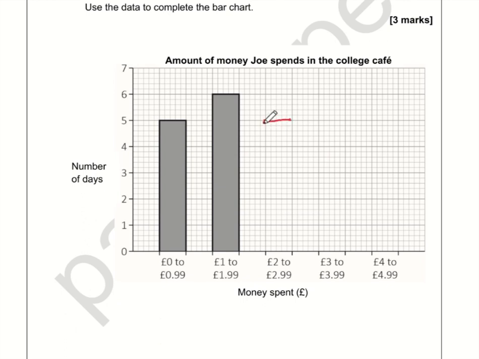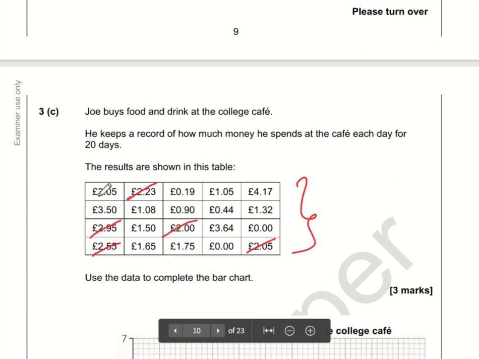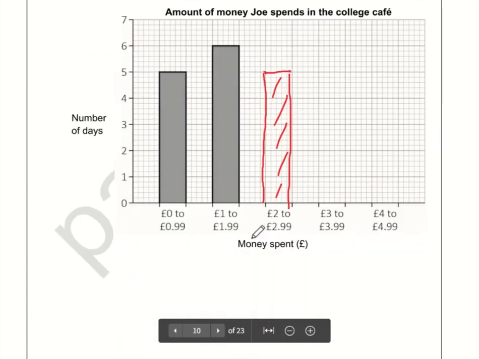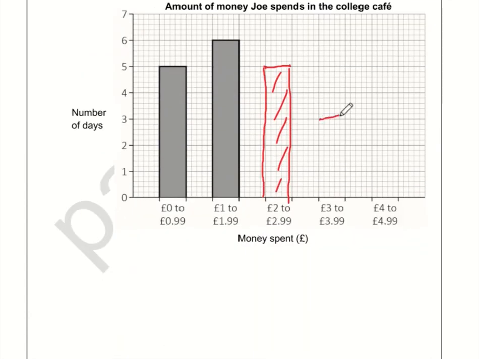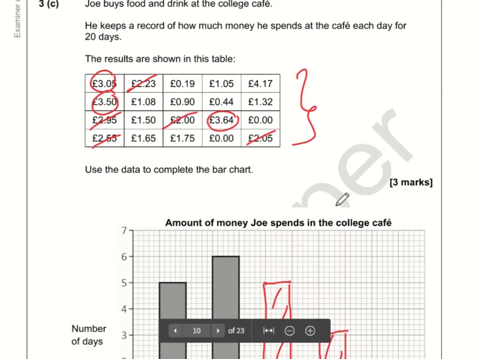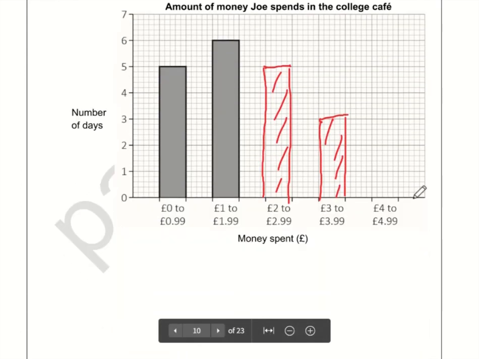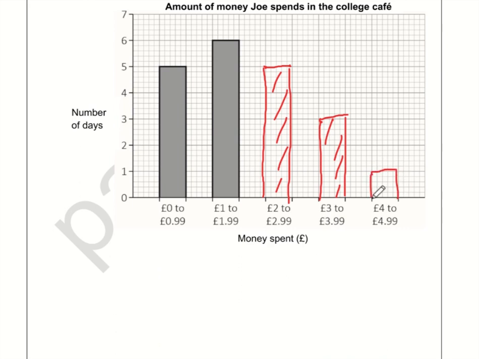So we should use a ruler for this, of course. So there's 2 to £2.99. Let's look for anything with a 3 in it. So 1, 2, 3, just the 3. Yep, just 3. So that goes up to 3. And how many are between 4 and 4.99? Just the 1. So the 4 to 4.99 will just go up to 1, which is here, and we are done.